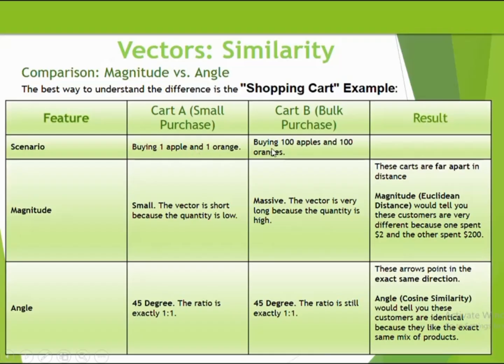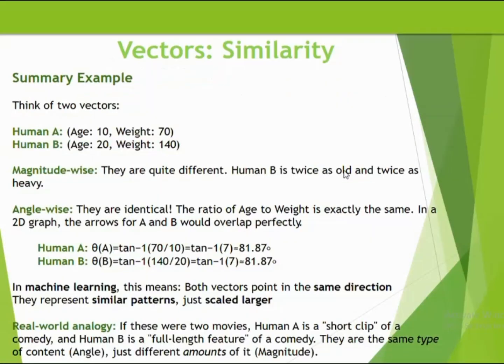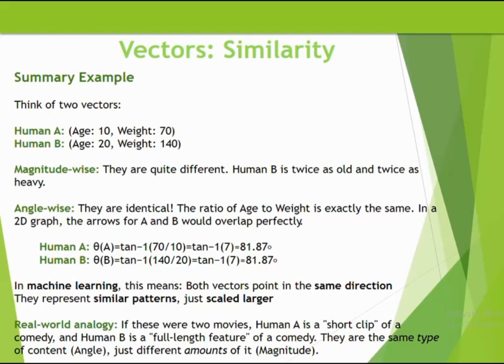They have the exact same mix of products, whether it is one apple and one orange, or 100 apples and 100 oranges, right? Let us go further in terms of the vector. Let us take one more example. Let us think of two vectors.